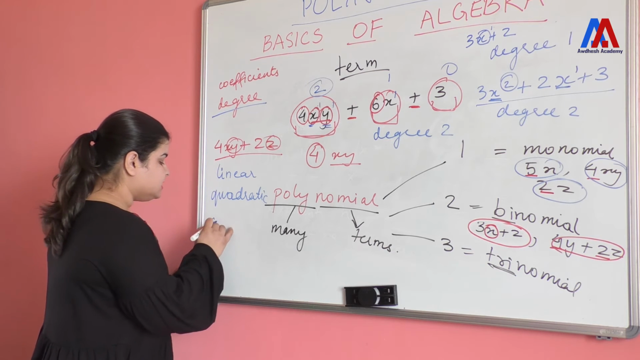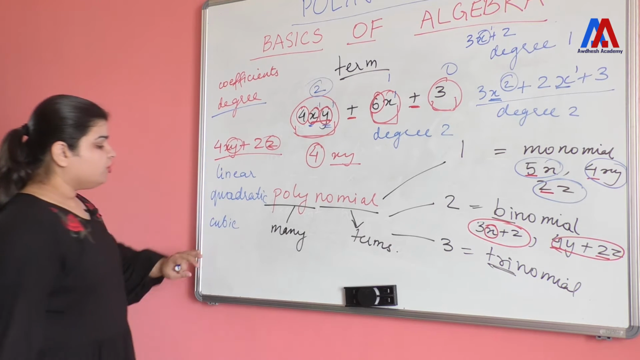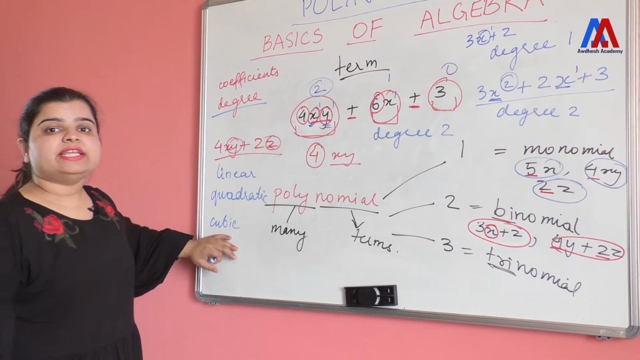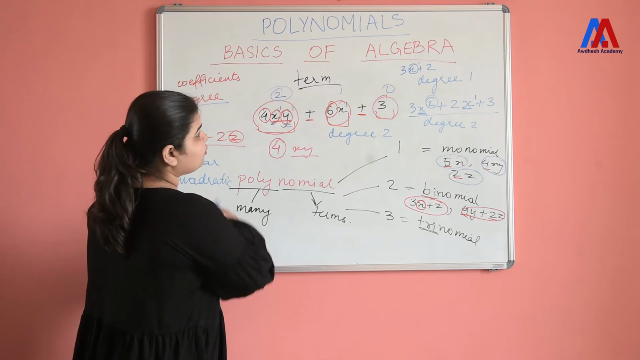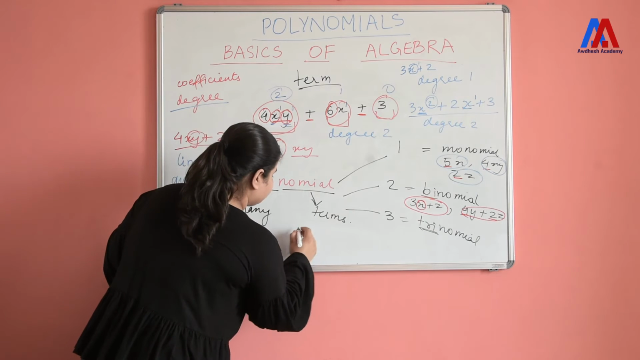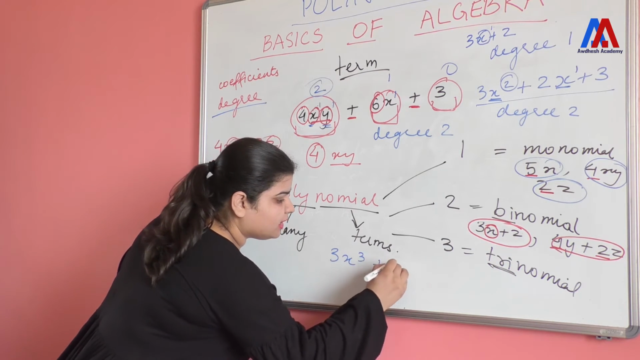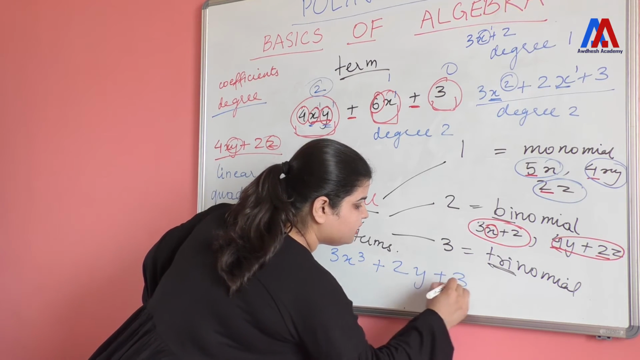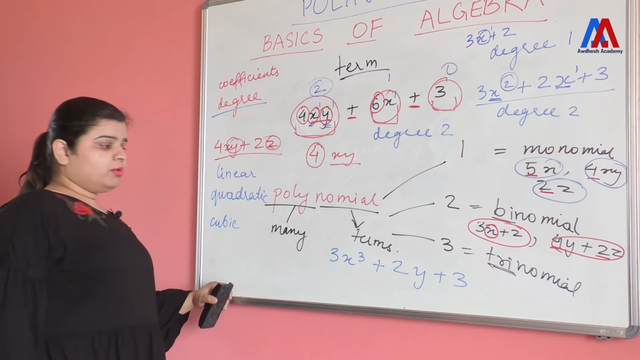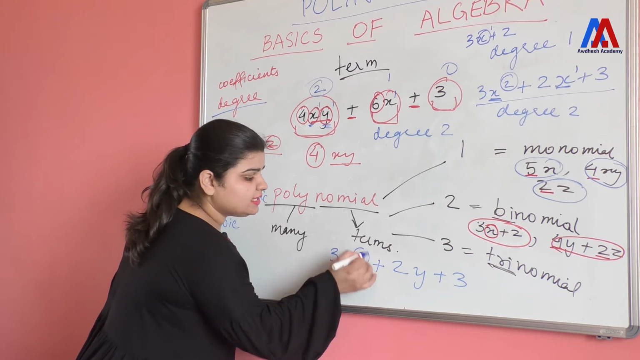Another category is cubic polynomial. Cubic polynomial will have a degree 3. We don't have a cubic polynomial here, so let's write one. Suppose we have 3x³ + 2y + 3. This would be a cubic polynomial since the degree is 3.